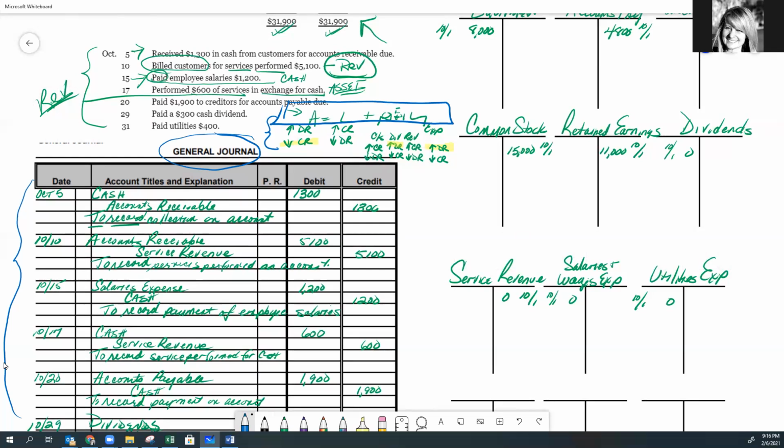And then what we're going to do is post them into our general ledger, and we will have, as we did here, an account for every account in our chart of accounts, and we are going to post these transactions so that we can find out what our ending balances are in each of our accounts, so we can generate a trial balance and make sure all of our debits equal all of our credits.